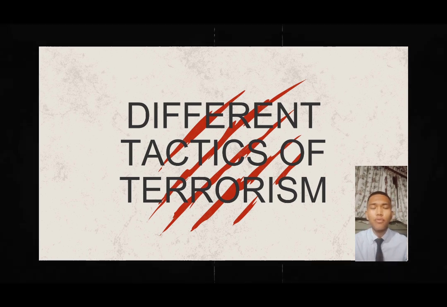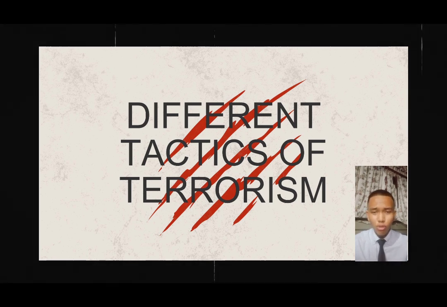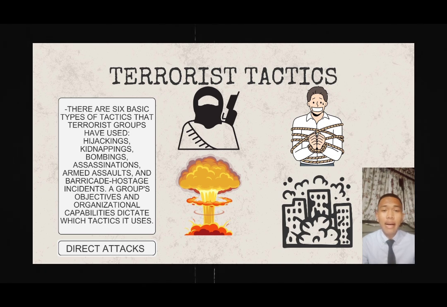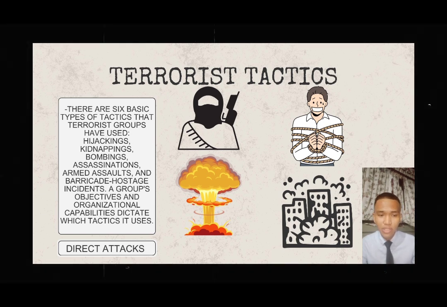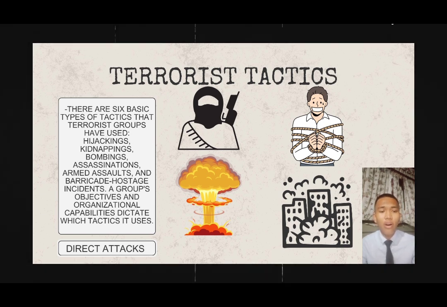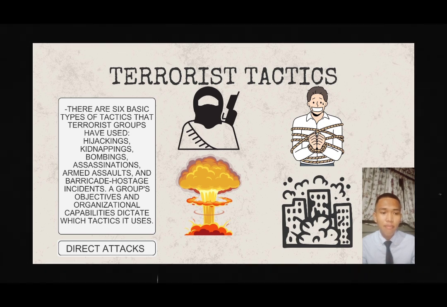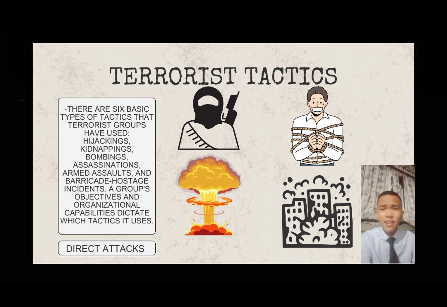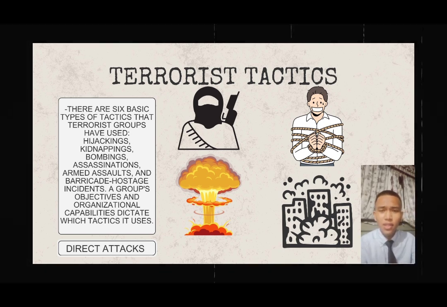The different kinds of tactics that terrorist groups are using. The first tactic, based on my research, is what we call direct attacks. There are 6 basic types of tactics that terrorist groups use. They include hijackings, kidnappings, bombings or assassinations, armed assaults, and barricade hostage incidents. A group's objectives and organizational capabilities dictate the tactics it uses. As I said earlier, the first tactic is direct attacks.